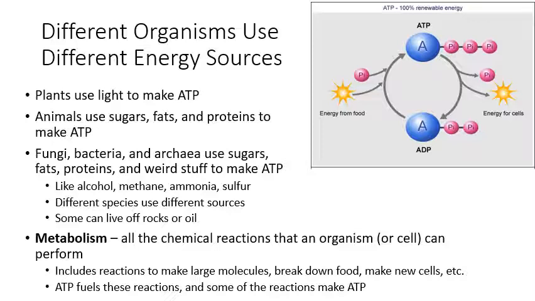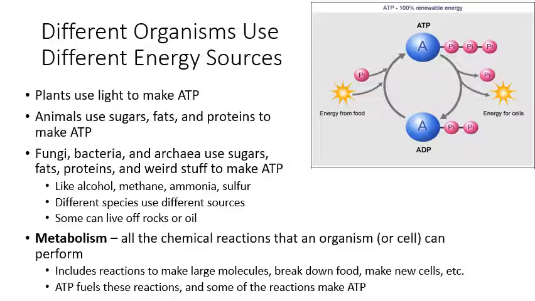If you're an animal, which you are, animals will be taking in energy in the form of sugars or fats or proteins, so organic molecules that have a lot of energy stored in them, and they'll use those molecules to make ATP. Usually we like to use sugars for that process, but you could also use fats or proteins if you don't have sugar available.